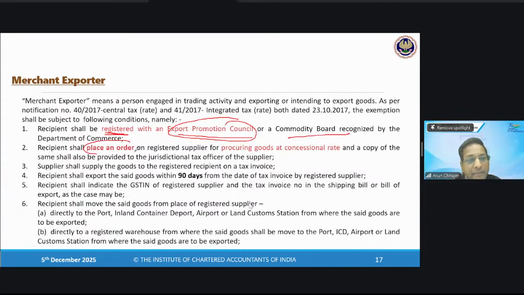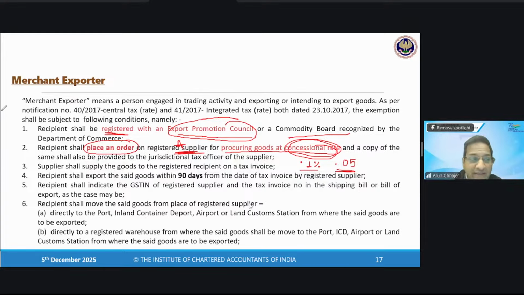Recipient shall place the purchase order, PO, to the supplier, that is Mr. A, for procuring the goods at concessional rate. What is the rate? What is the concessional rate? 0.1%. If you are saying CGST, then it will be 0.05. My dear friend, it will be 0.05. ठीक है ना?